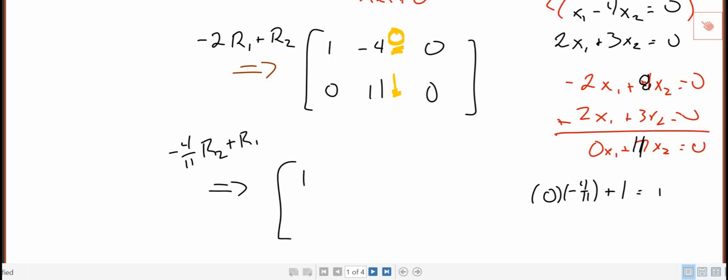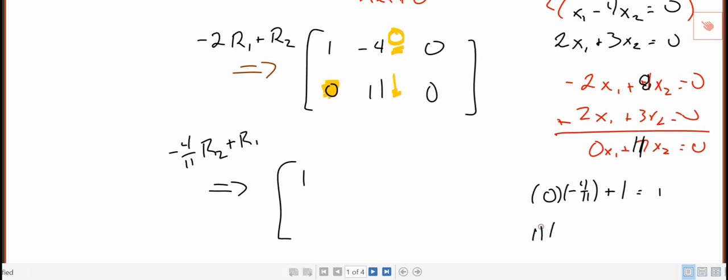This is why I want the 0 in that first column before I do anything with the second one. Notice my strategy was get a 1 in the top left corner, get zeros below it. Then I move to the second column and start manipulating it. Then I'll go to the third if there's a third column. When I manipulate the second column, it won't change that 1 that I already struggled to get in that top left corner.